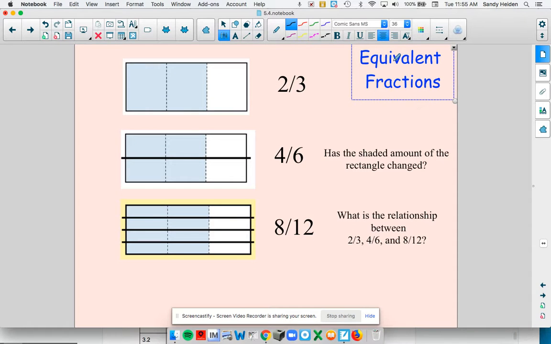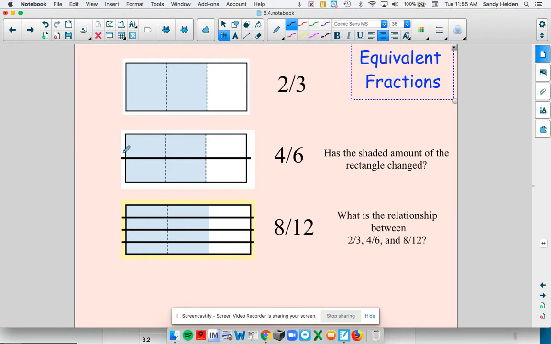Equivalent fractions means equal fractions. This kind of looks like equal. So when they're asking for equal fractions, they just want to know it's equal. Here's a demonstration with shapes: if I start out with 2/3, it's equal or equivalent to 4/6.